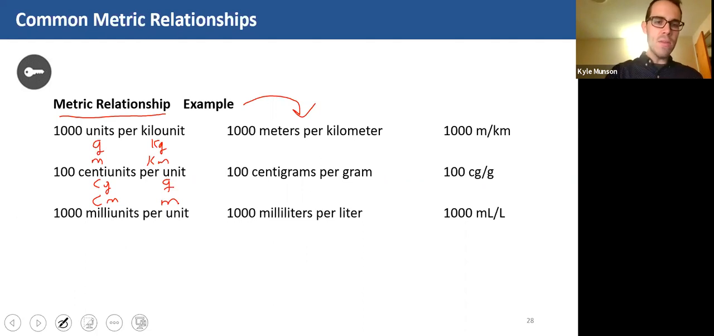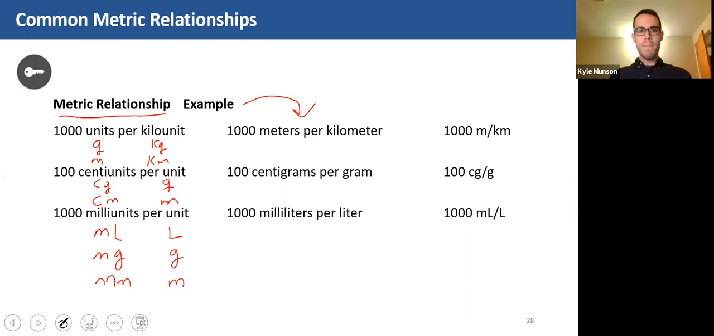Or 1,000 milliunits per unit. So this means there would be 1,000 milliliters per 1 liter, right? This is true for anything. There's 1,000 milligrams per 1 gram. There's 1,000 millimeters per 1 meter. So these are our conversion factors that we need to know when we do these problems.